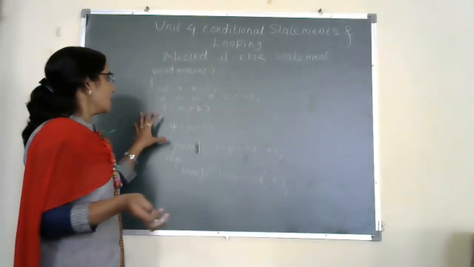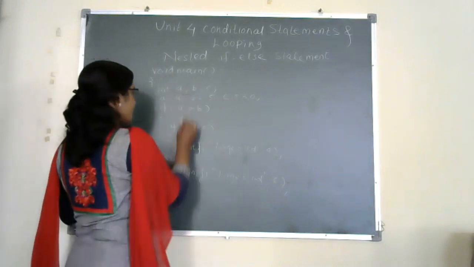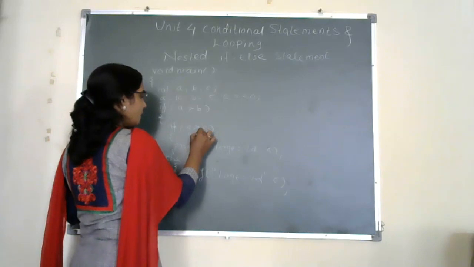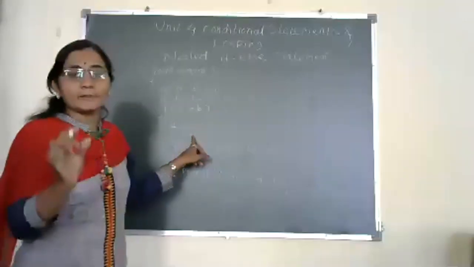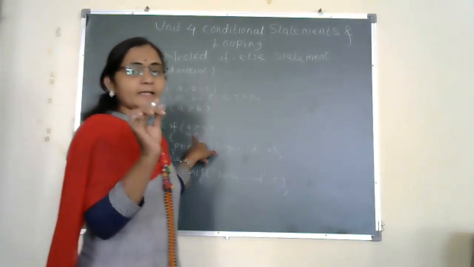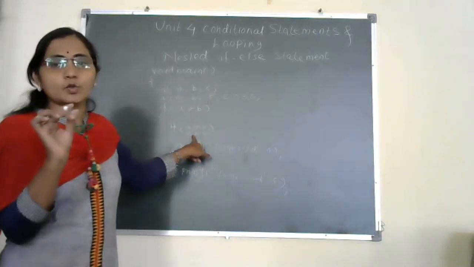And see here, in our case, the value of A is 10 and the value of C is 20. If 10 is greater than 20, is the condition true or false? Unmute your mic and tell me. 10 is greater than 20, true or false?